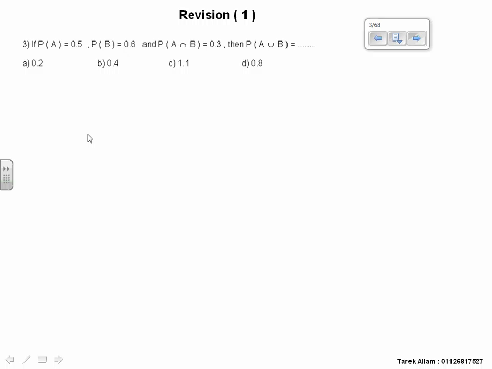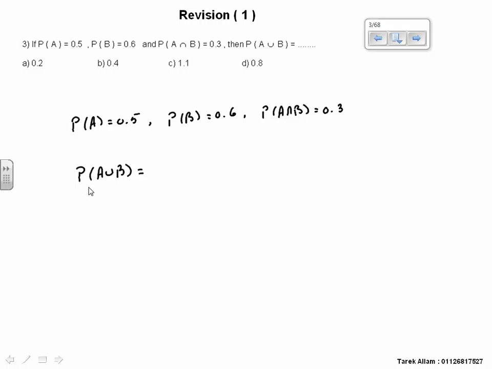Question number 3. We have P(A) equal 0.5 and P(B) equal 0.6 and P(A intersect B) equal 0.3. Then P(A union B) equal. We want to find the value of P(A union B). According to the law of probabilities, we know that P(A union B) equal P(A) plus P(B) minus P(A intersect B). By substituting the value of P(A) equal 0.5 plus P(B) equal 0.6 minus the value of P(A intersect B) equal 0.3. By calculating 0.5 plus 0.6 minus 0.3, the result will be 0.8.